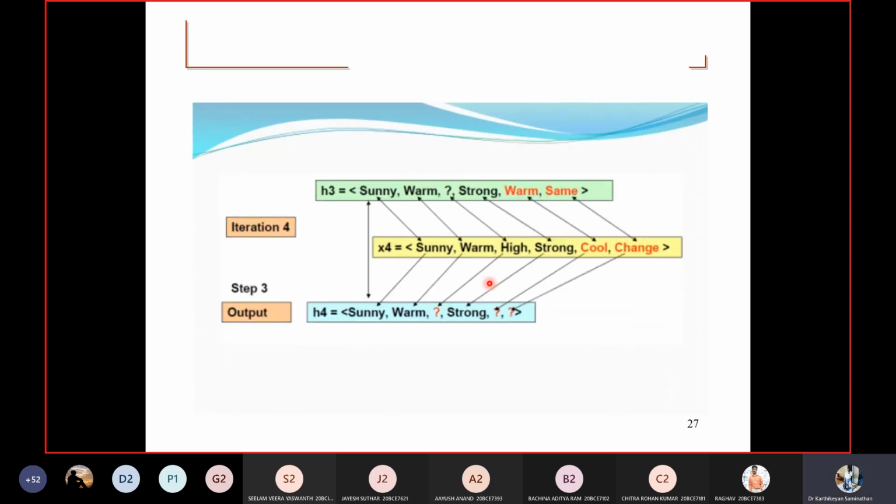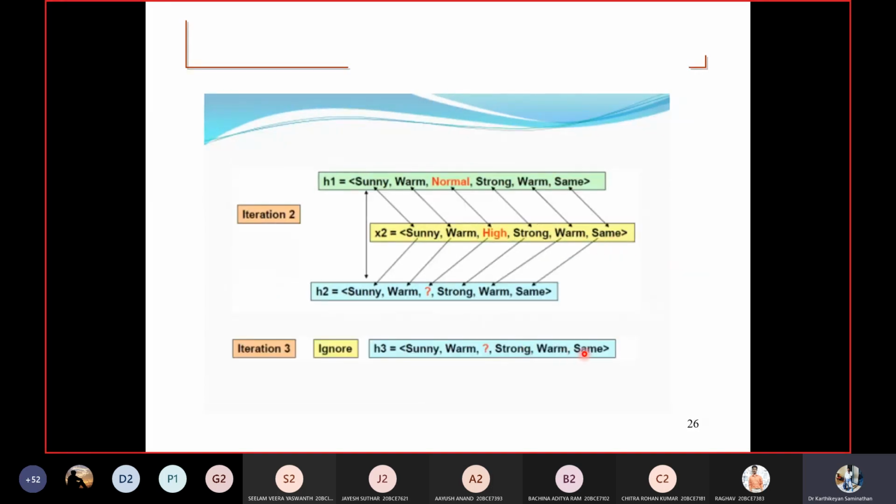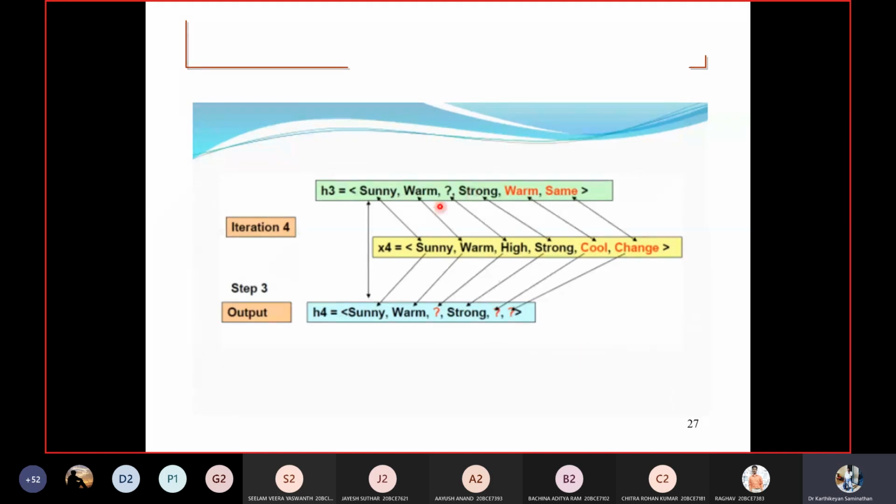Okay. So now I am taking x4, my fourth instance. This fourth instance is sunny, warm, high, strong, cool and change. My previous hypothesis, you can see, is strong, warm and same. I am comparing hypothesis 3 with x4. Sunny is equal to sunny. Yes, the answer matched, so you keep sunny. Warm is equal to warm. Then for the third attribute, there is already a question mark against high, so obviously the previous hypothesis should be kept as a question mark.